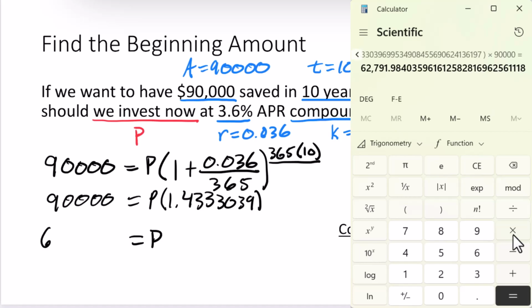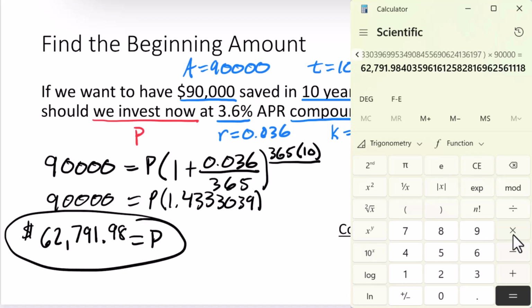And so what that tells us is that the amount we should invest right now is $62,791.98. And it's okay to round it to just 2 decimal places here because this is my final answer. And so that's how you would solve that problem.